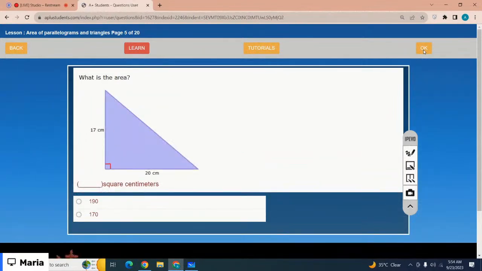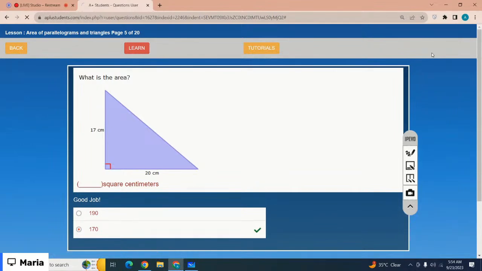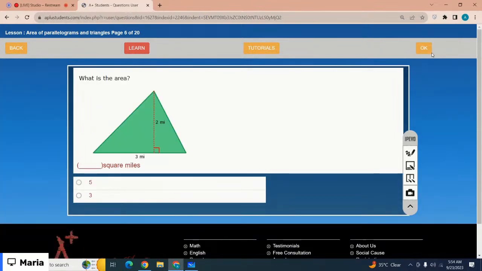Okay, what is the area? Which is the correct option? For the triangle, it is half times base times height, right? So it would be 20 times 17, so it would be 170. The correct option is 170. Okay, what is the area? The area of the triangle is, yes, that would be 3. The correct option is 3.